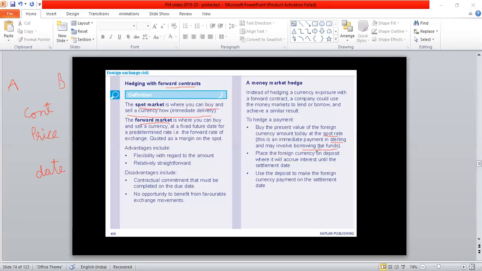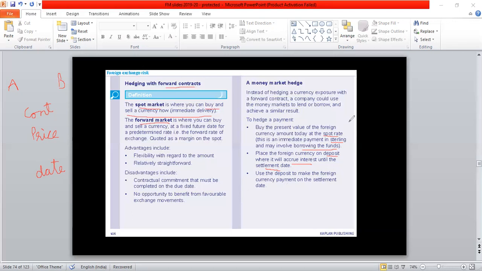Place the foreign currency on deposit where it will accrue interest until the settlement date. Use the deposit to make the foreign currency payment on the settlement day. So meanwhile, what are they getting benefited? They are getting benefited on the accrued interest on the foreign currency. So there is an example which is presented here.